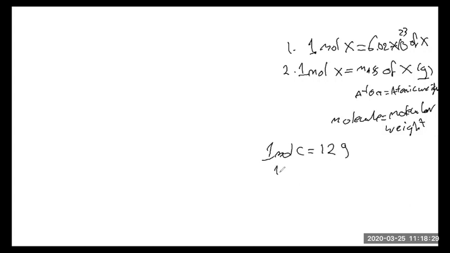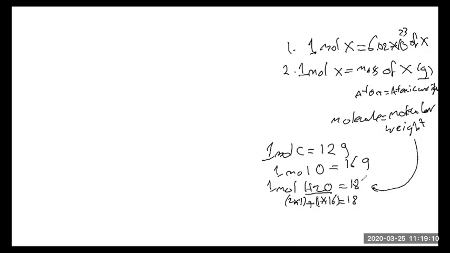Now, 1 mole of oxygen equals what? 16. 16 what? 16 gram. That's correct. Now, 1 mole of water, H2O, will equal the molecular weight. How will you find the molecular weight? It is the summation of the atomic weights of all the elements in the molecular formula. So here I have H2O: 2 times 1 for the hydrogen, plus 1 times 16 for oxygen, gives me 18. So here the molecular weight will be 18 gram.